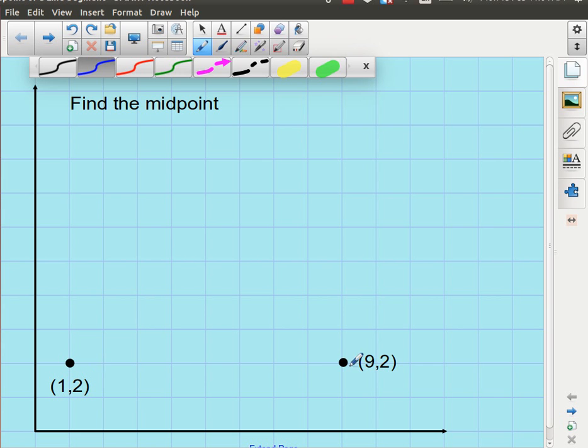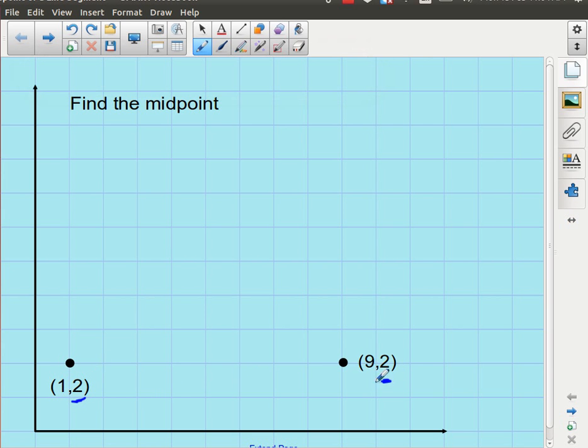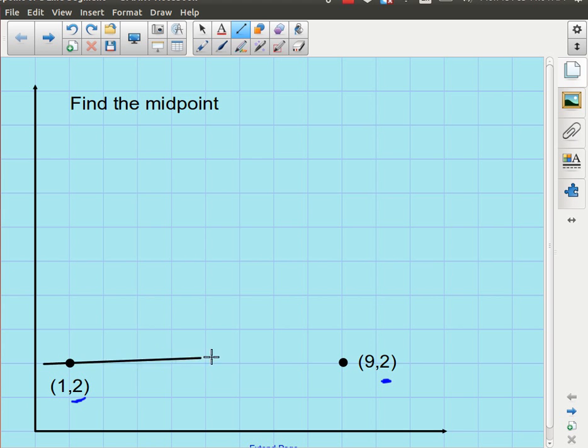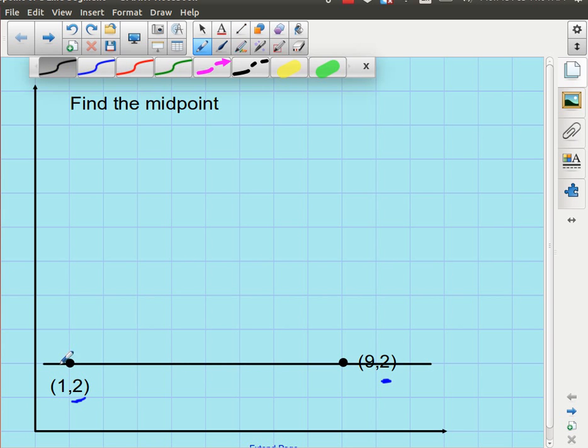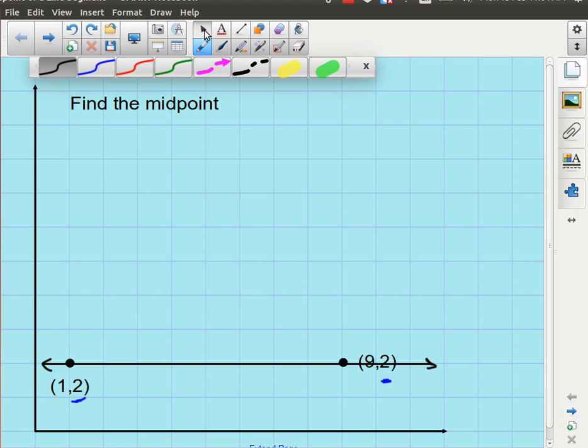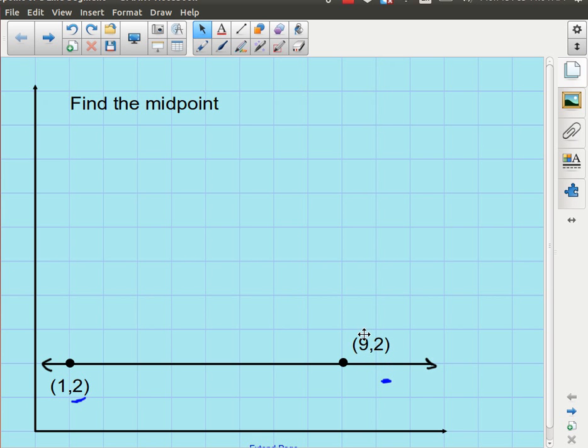If I take a look at these 2 points, you can see that both of them have the same y coordinate. So essentially the line, if we drew one here, would be a horizontal line. So I'm just going to put a line in between them, and that line could extend in both directions obviously and carry on, and just to move this a little bit so that's still visible.